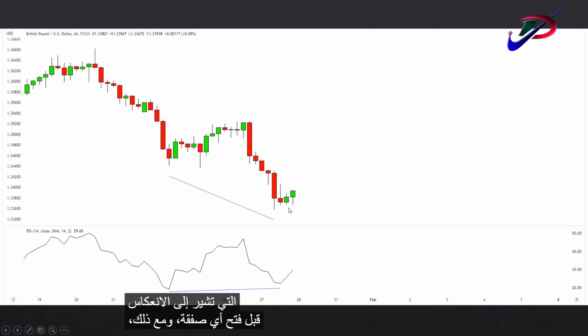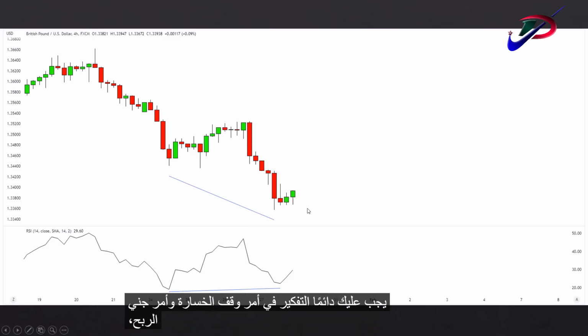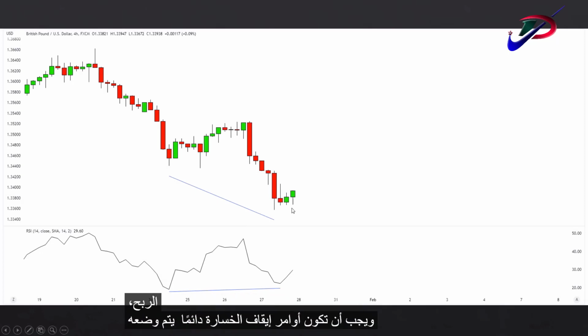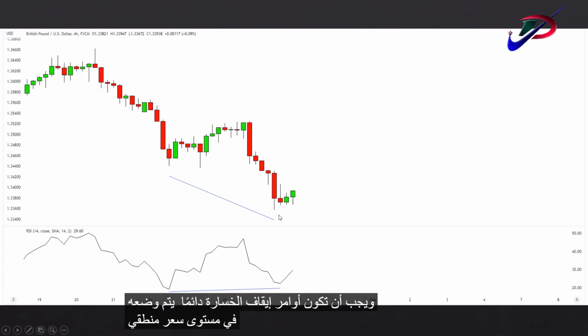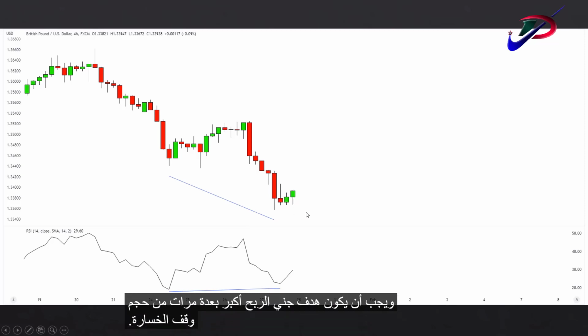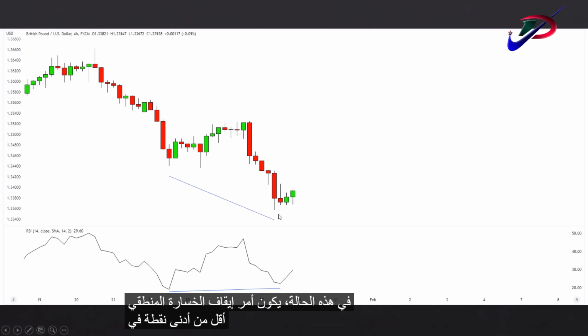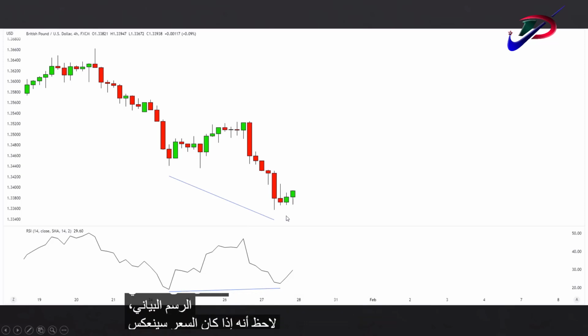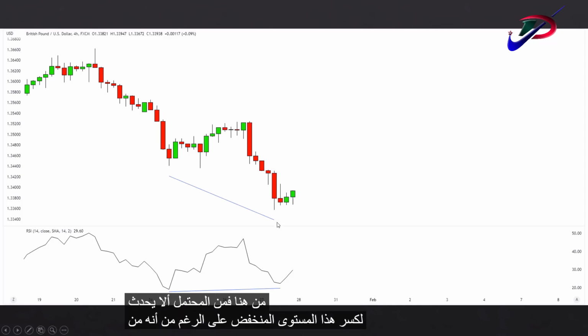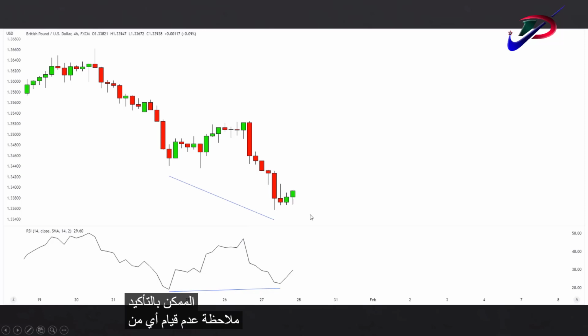Before you open any trade, however, you always have to think about the stop loss and the take profit order. Stop loss orders must always be placed in a logical price level, and take profit targets should be many times the size of the stop loss. In this situation, the logical stop loss order is below the lowest point in the chart. Notice that if price is going to reverse from here, it's probably not going to break that low, even though it's certainly possible that it does. Notice that none of the candlestick patterns broke that level.